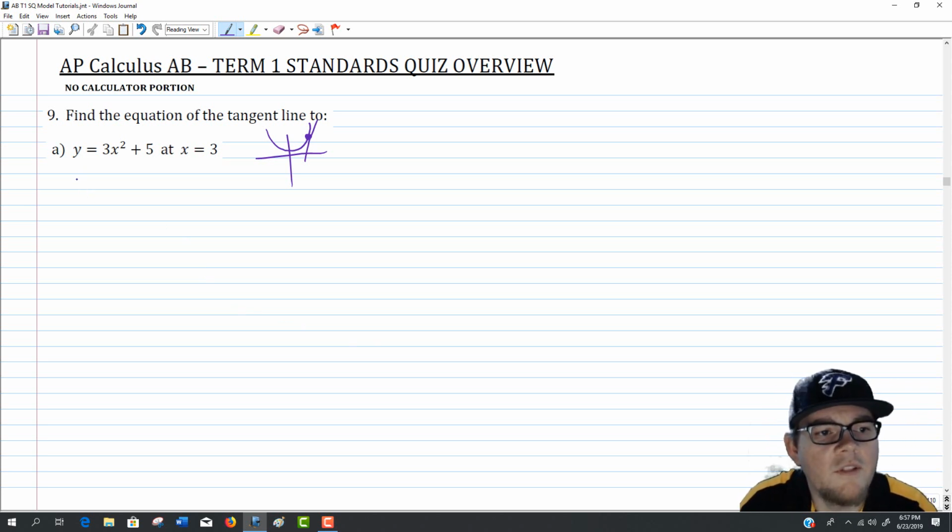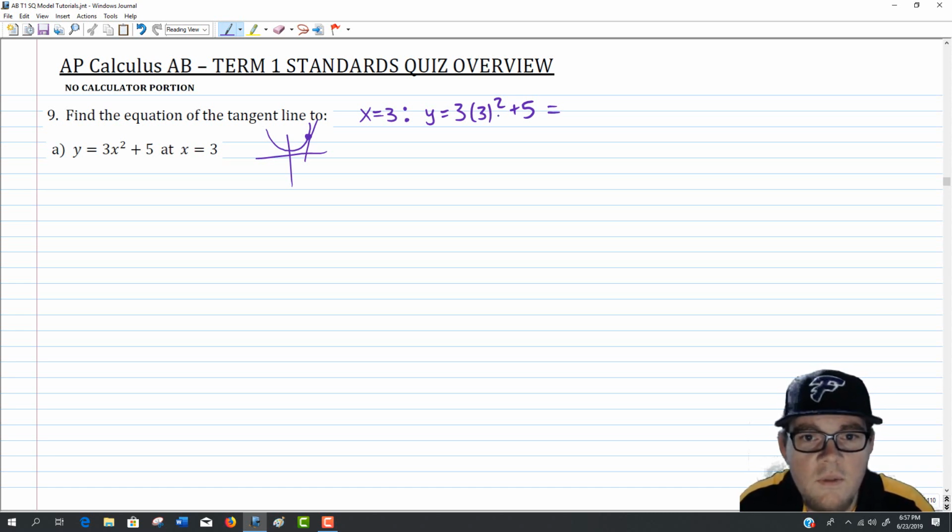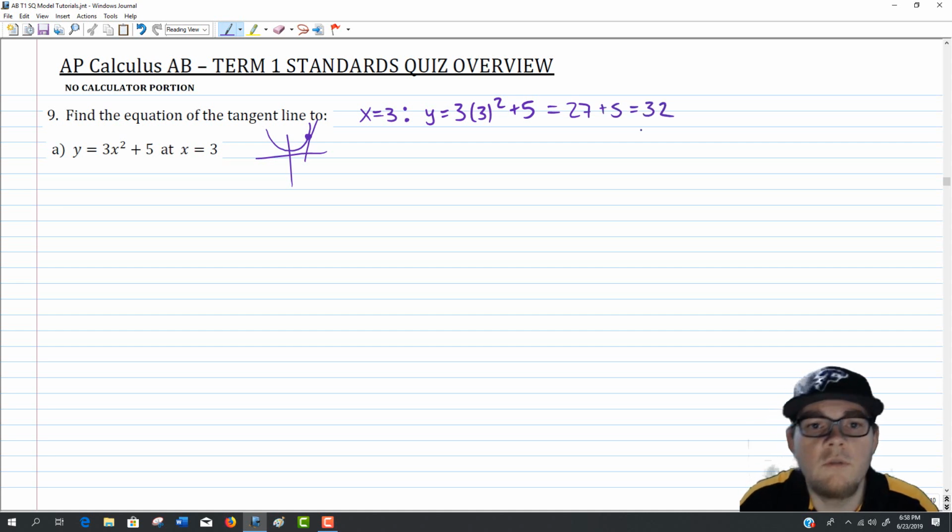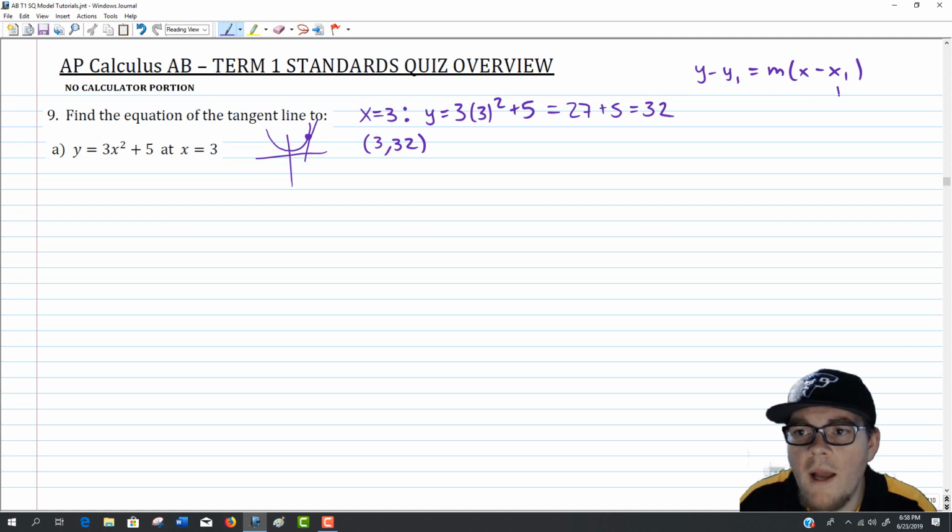To get a tangent line, there are a couple things you need to do. The first thing you need to do is figure out what the correct corresponding y value is. Specifically, if x equals 3, then y is going to be equal to 3 times 3 squared plus 5. We do want to simplify this for cleanliness. This is 3 times 9, which is 27, plus 5 is equal to 32. So that means our ordered pair of interest is the point (3, 32). That's going to help us because our equation for any line is y minus y1 equals m times x minus x1. We now know x1 is 3. We now know y1 is 32.